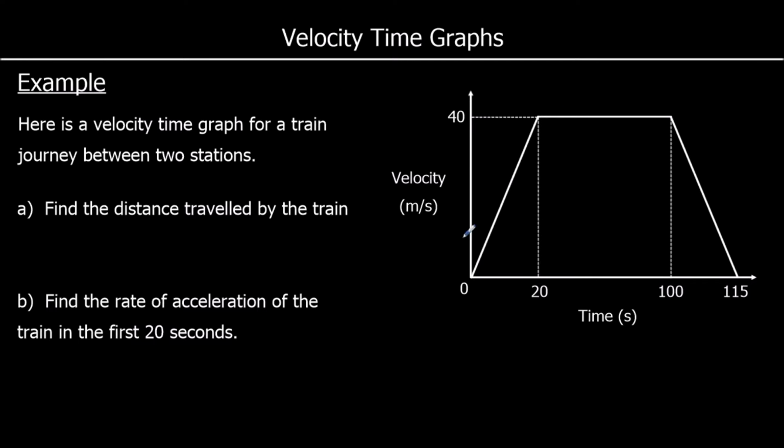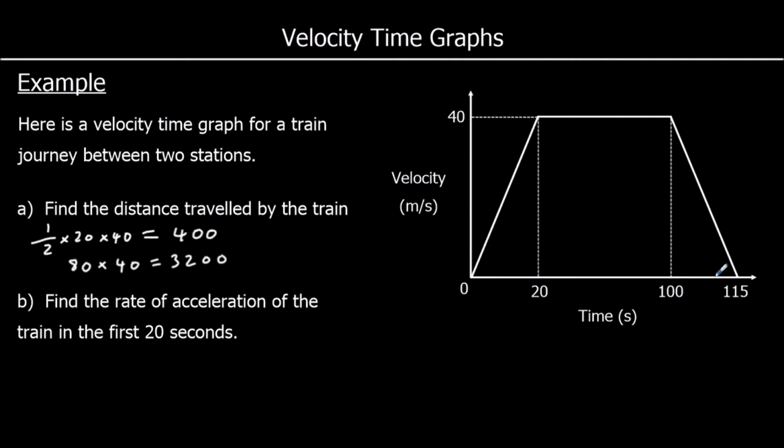So the area of a triangle is half times base times height. So half times 20 times 40 for this first triangle. Half of 20 is 10. 10 times 40 is 400. For the rectangle, its length's 80. Its width's 40. So 80 times 40. 8 fours are 32, plus the 2 zeros, 3,200.